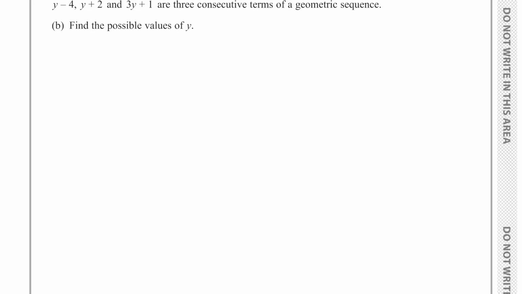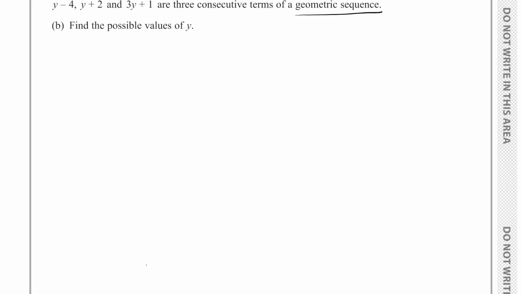Part B, I'm actually re-recording this because I made a mistake with the factorising. Hopefully I will get it right this time. We have 3 consecutive terms of a geometric sequence this time. When we've got a geometric sequence, it means there's a common ratio. So we multiply by the same thing every time.